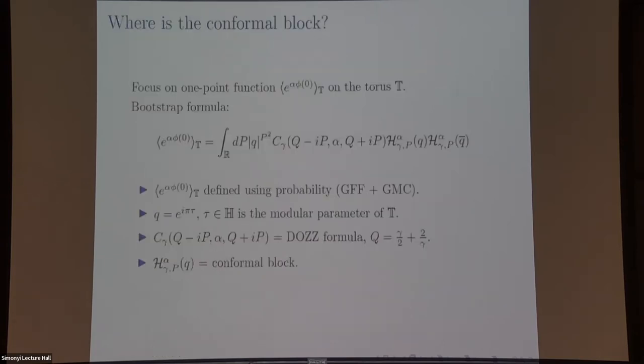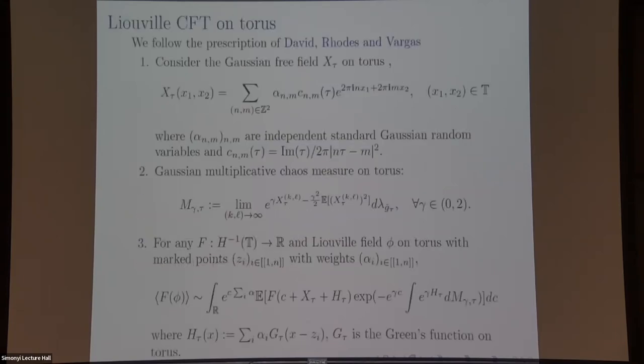As my title has this conformal block... Promit, in the previous slide you have the regularization using tau, and you take a limit as tau goes somewhere. No, tau is fixed. It's a complex number, taking values in the upper half plane. For any tau, you have a Gaussian free field then? Yes. And are they all the same distribution or different distributions?